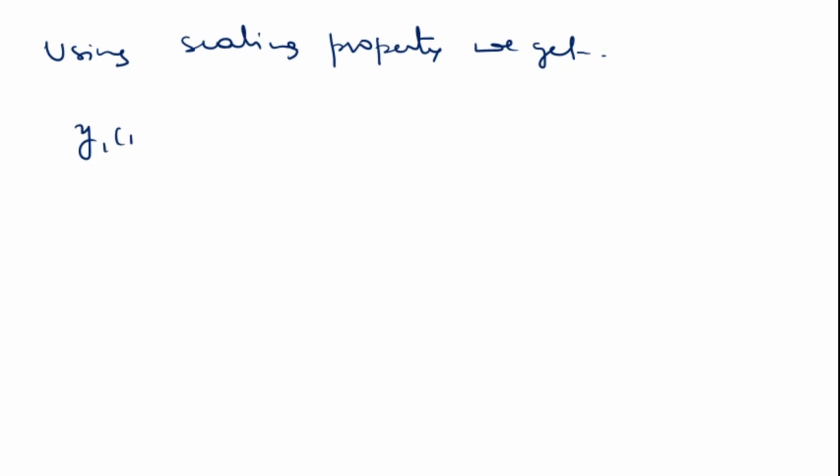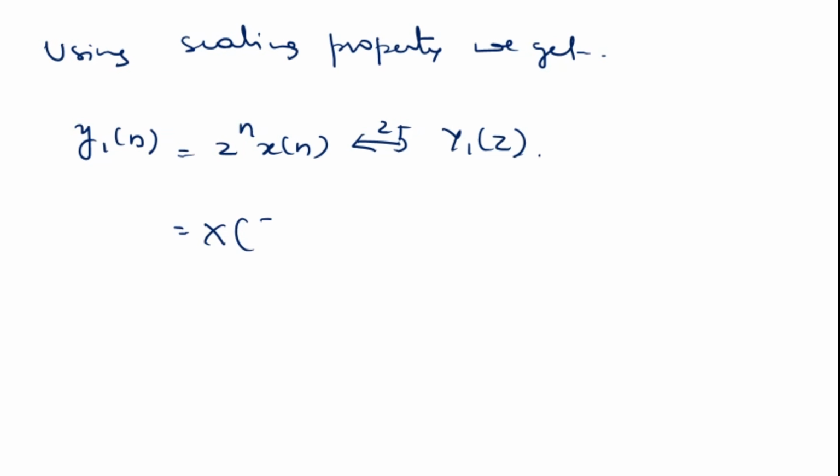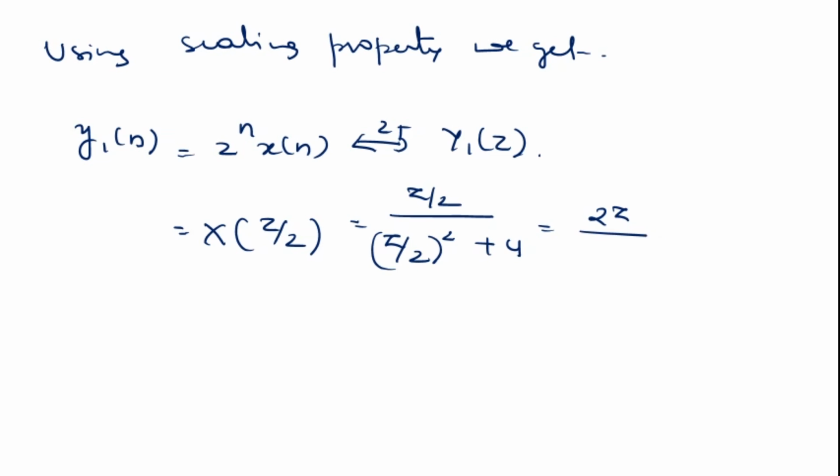And using scaling property, we get y1 of n is equal to 2 to the power n into x of n. If we take z transform, we get y1 of z which is equal to x of z by 2, which is equal to z by 2 divided by z by 2 whole square plus 4, which is equal to 2z divided by z square plus 16 with mod z is less than 4.